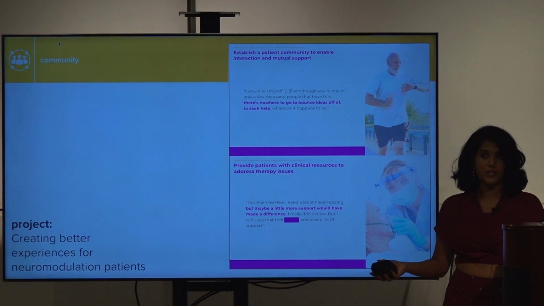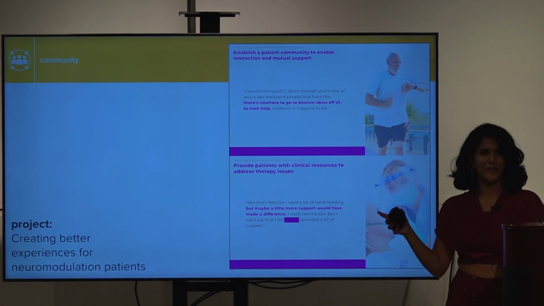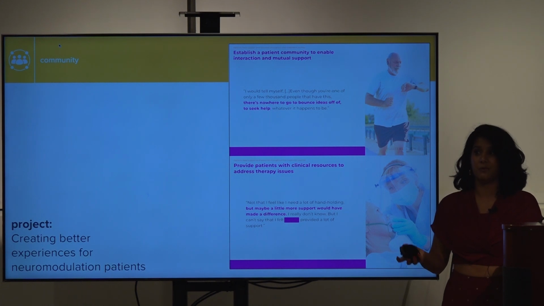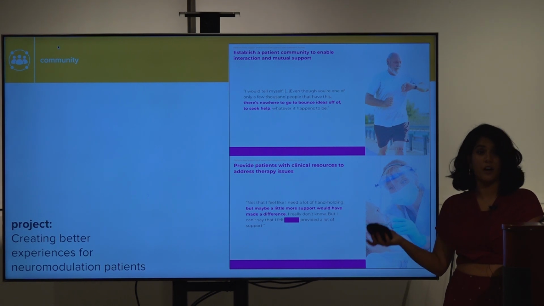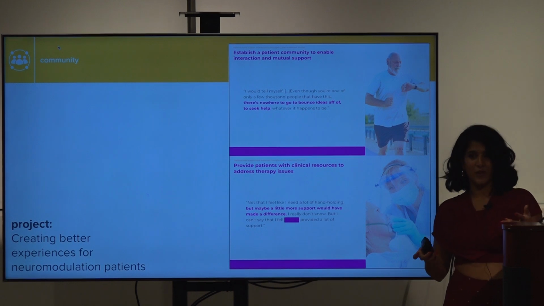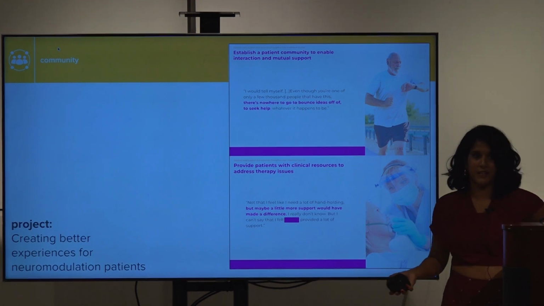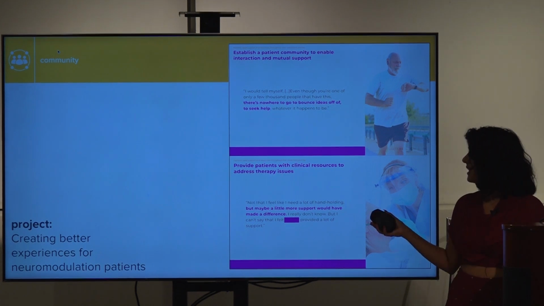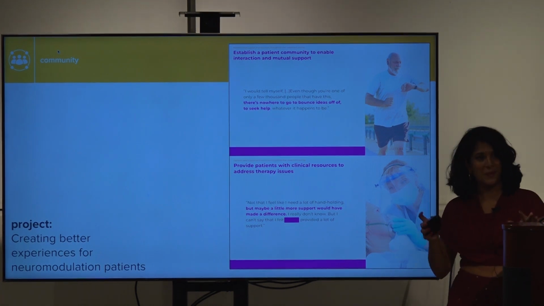For one of these projects, our client was really, really focused on hardware solutions. After the research, we realized what was really missing was some type of software solution, some type of patient app that would connect patients to other patients, and to their physicians, so they didn't feel as alone and as isolated, because that community aspect is so important.